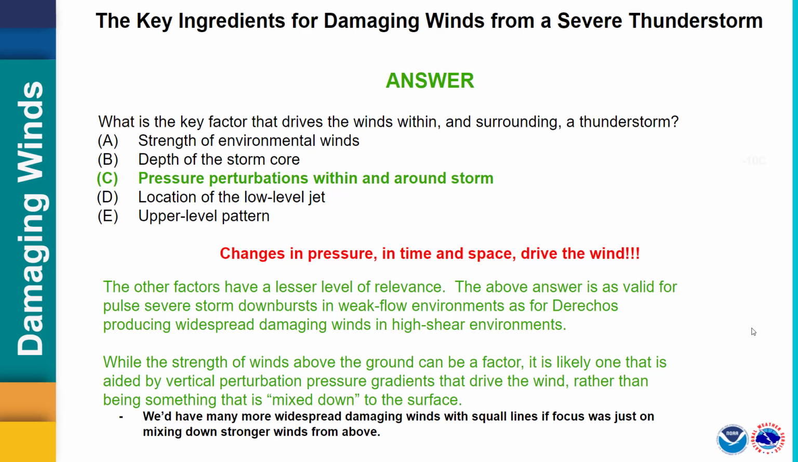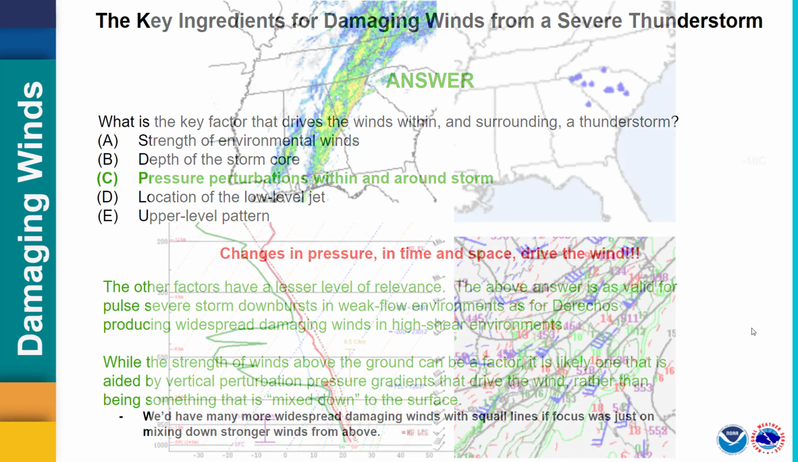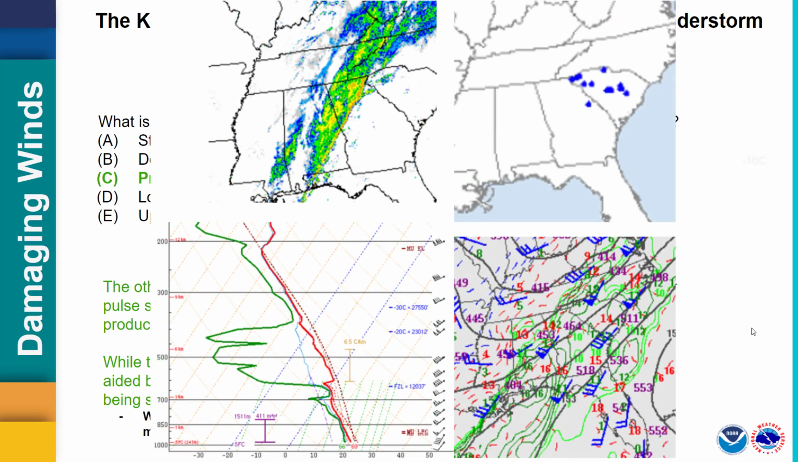While the strength of winds above the ground can be a factor, it is likely one that is aided by vertical perturbation pressure gradients that drive the wind, rather than something being mixed down to the surface. And that is because we'd have many more widespread damaging winds with squall lines if focus was just on mixing down stronger winds from above. Here is an example of a narrow squall line moving across the northern half of Georgia, producing very little in the way of wind reports.